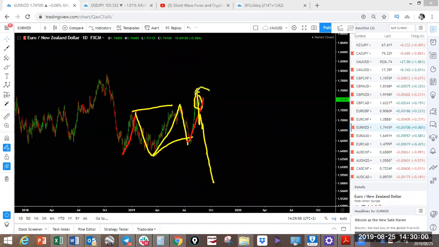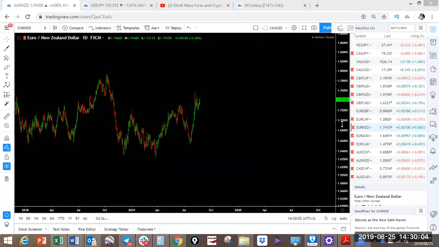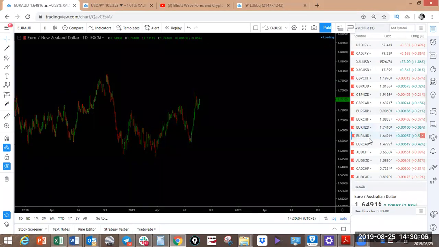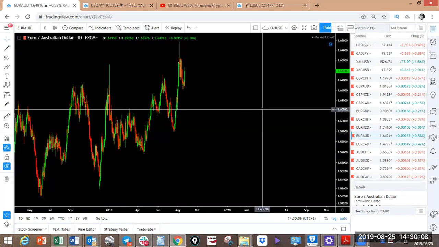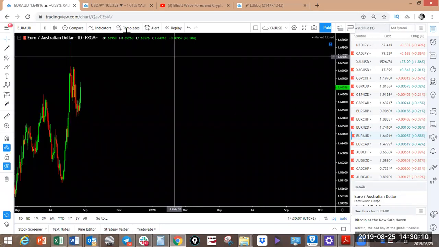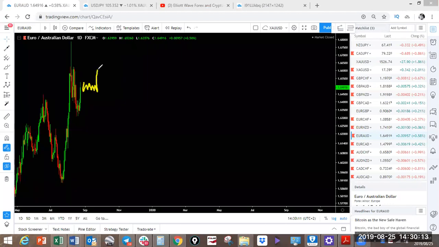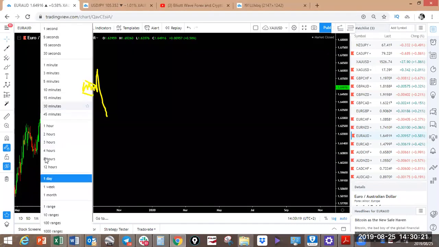Now check this one out for a reversal in the 1 hour or 4 hour. EURAUD. Pull back in three waves, and continuation pattern to the downside. That's what we're going to be looking at. Let's look at this on the 4 hour.